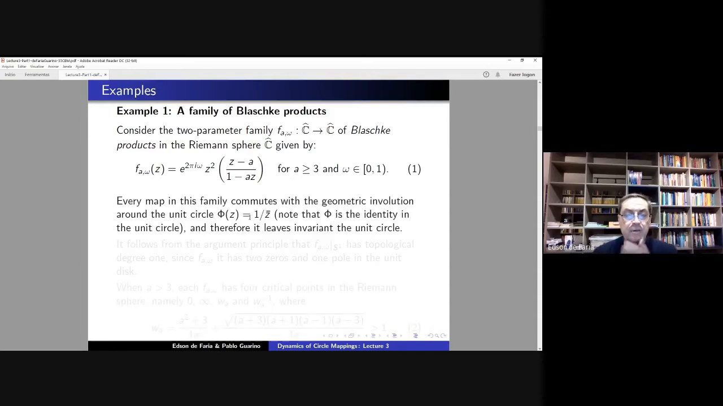Now, every map in this family, because it's a Blaschke product, leaves the circle invariant, and it commutes with the geometric inversion across the circle. So it commutes with the map z goes to 1 over z bar, which is just a geometric reflection across S^1. And so this is really an involution. The set of fixed points is precisely the unit circle.